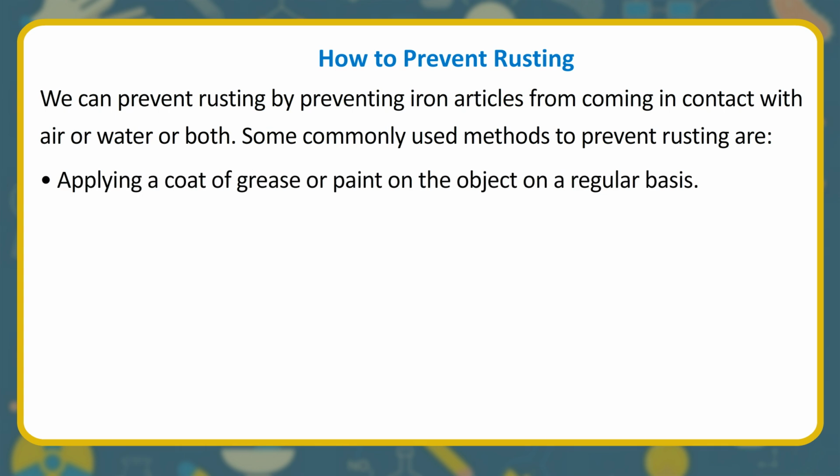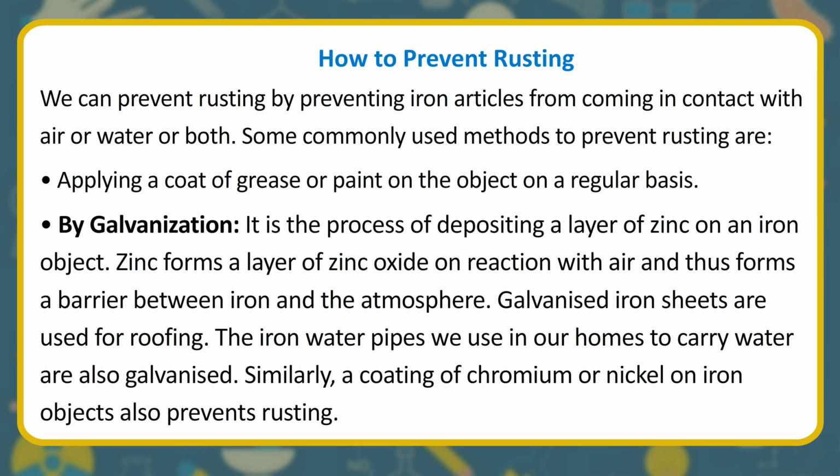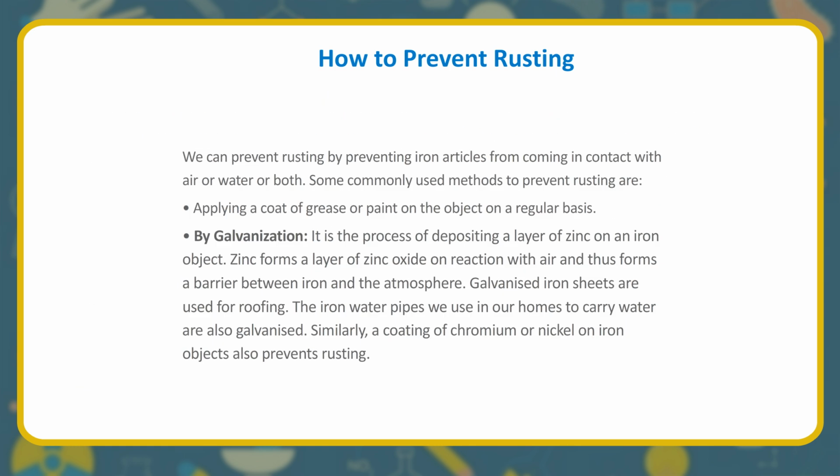Galvanization is the process of depositing a layer of zinc on an iron object. Zinc forms a layer of zinc oxide on reaction with air and thus forms a barrier between iron and the atmosphere. Galvanized iron sheets are used for roofing. The iron water pipes we use in our homes to carry water are also galvanized. Similarly, a coating of chromium or nickel on iron objects also prevents rusting.